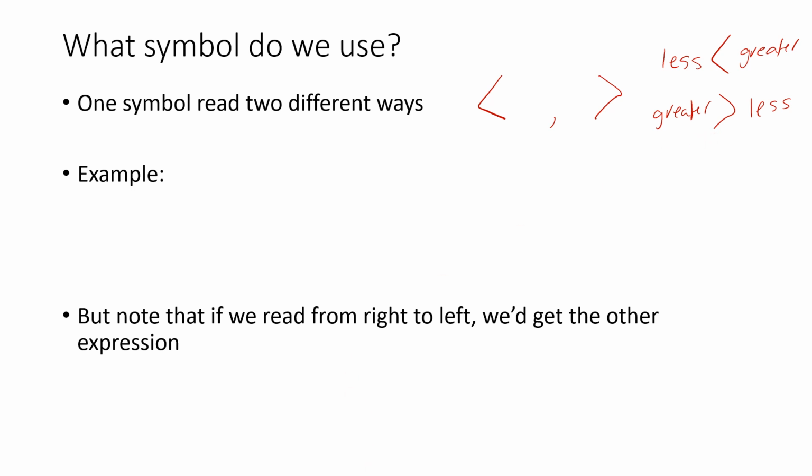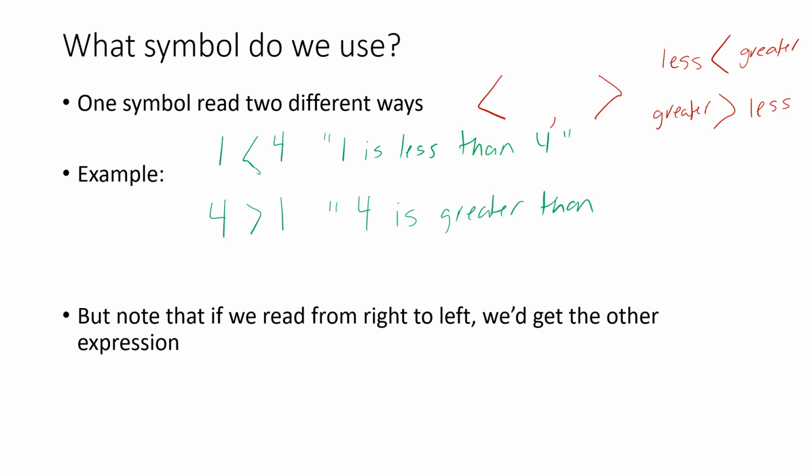So let's look at an example with just numbers. For instance, I might have 1, then my inequality symbol, and then 4. I would read that as 1 is less than 4. The reason I'm reading it as less than is that the inequality symbol always points towards the smaller and opens to the greater. So this would be 1 is less than 4. Now I could take the same relationship and write it this way, and then I would read it out loud: 4 is greater than 1.